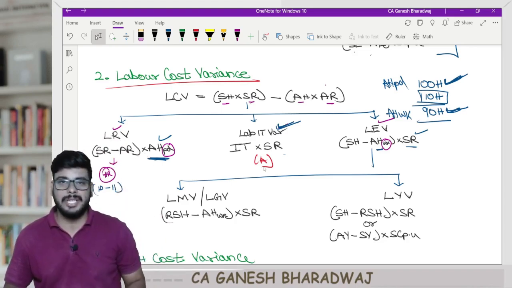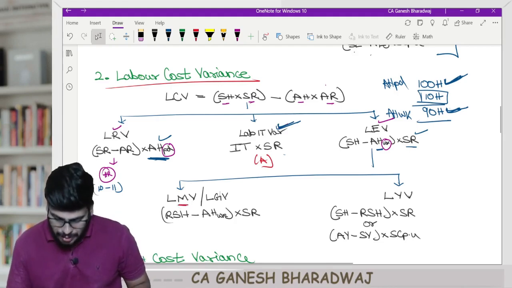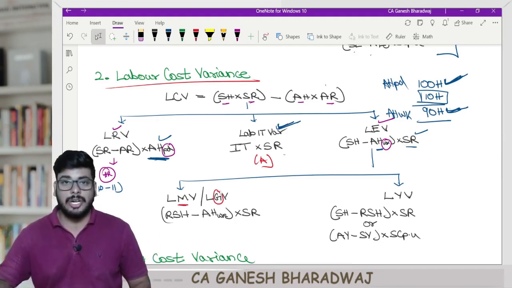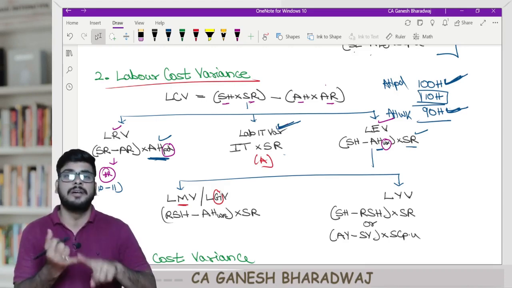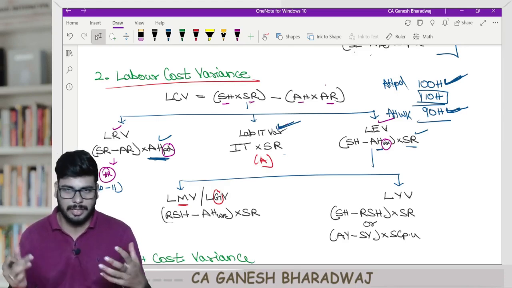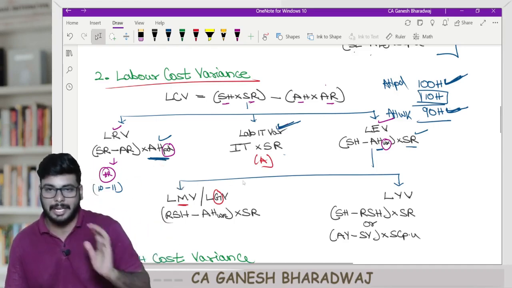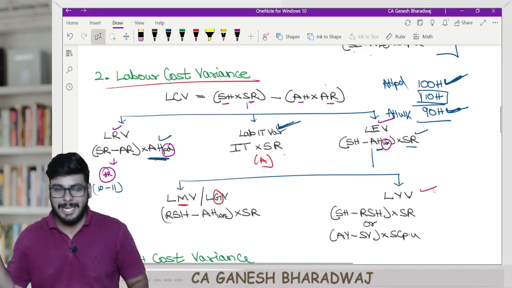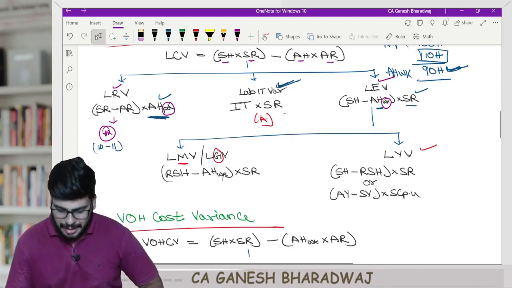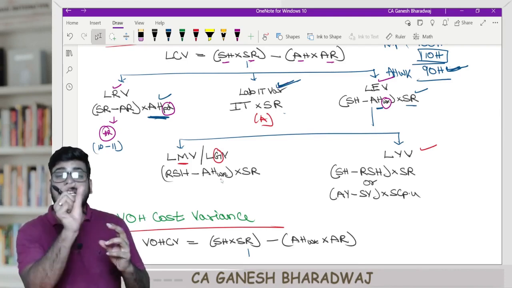Now, this labor efficiency variance can be further classified into what? Labor mix. Mix is also known as gang. Labor gang or mix variance. Gang means a group of people. So when you have more than one skill set, like unskilled, semi-skilled and skilled workers, only in this case do you have this concept of mix or gang variance, and the other one is called yield variance. So similarly, gang variance, what is the formula? Revised standard hours minus actual hours worked into standard rate. That is the variance attributable to the deviation in the mix.